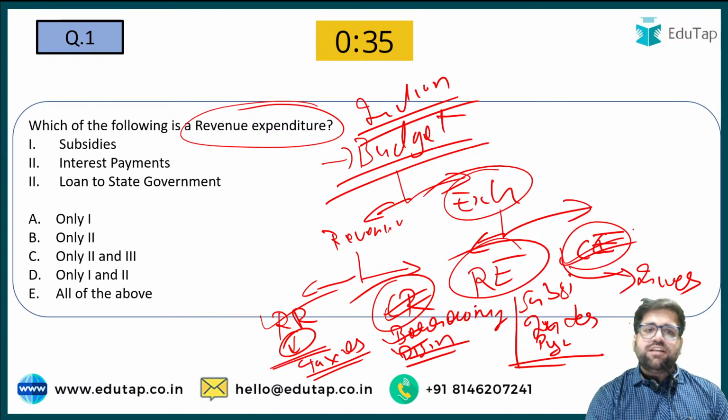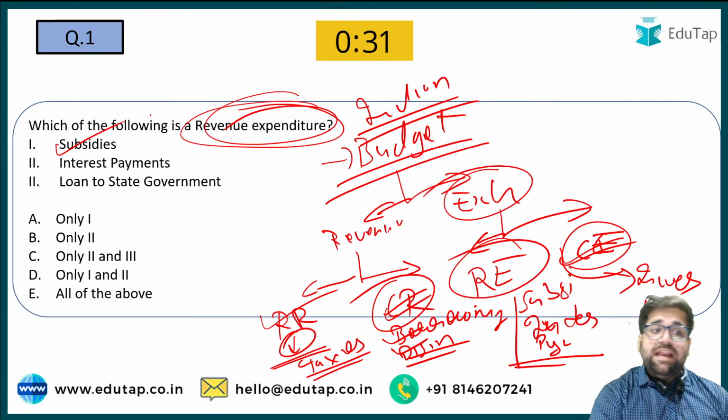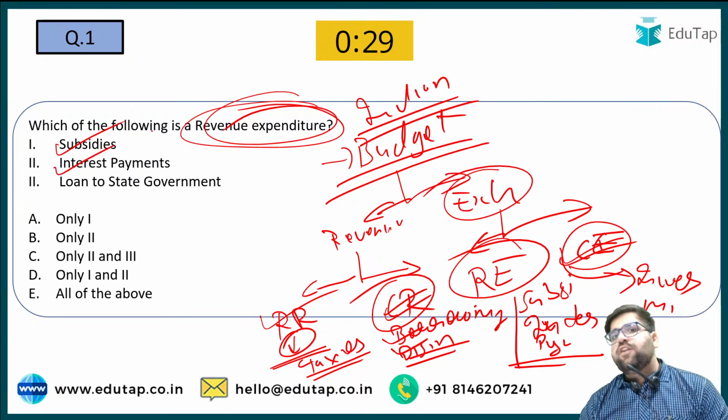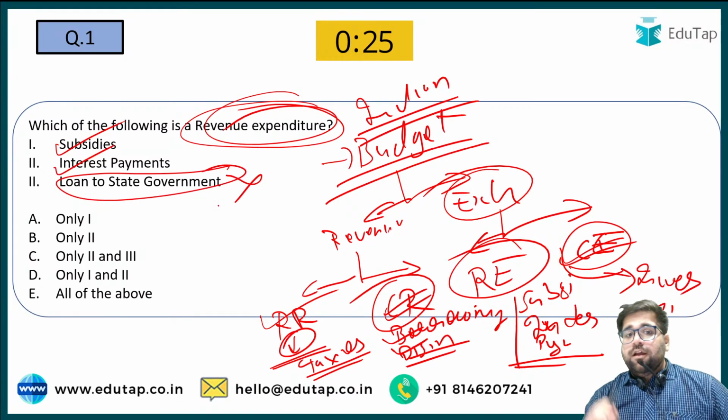So the question is asking you about revenue expenditure. Yes, subsidies are part of revenue expenditure. Interest payment is also a part of revenue expenditure, but loans to the state government are not a part of revenue expenditure.